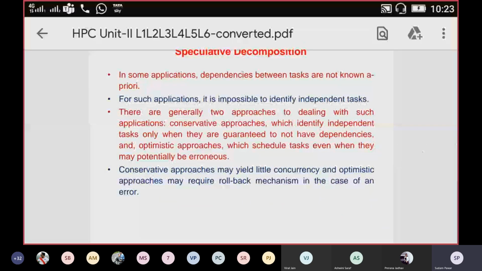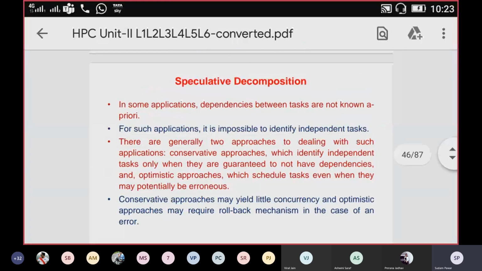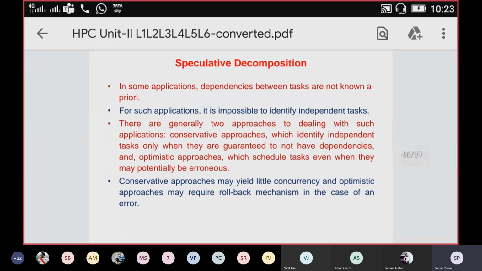Then moving towards the next decomposition technique, that is the fourth decomposition technique, speculative decomposition. You might have seen the meaning of speculation, or data speculation, code speculation. You might have studied in second year in DLD or COA. So like that, speculative means you have to perform smart work, because the next step may or may not be known a priori, if you see that.